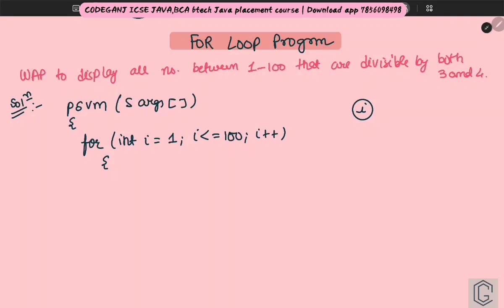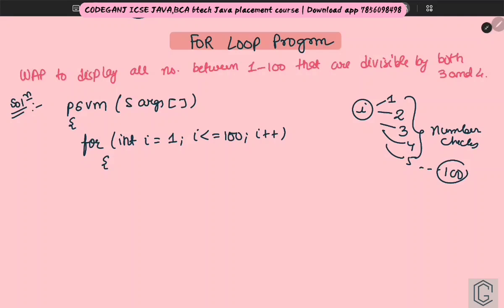You know how this for loop works. Your i will be 1 first, then your i will be 2, then 3, then 4, then 5, right? It will go on to 100. These are nothing but your numbers that you have to check for divisibility.